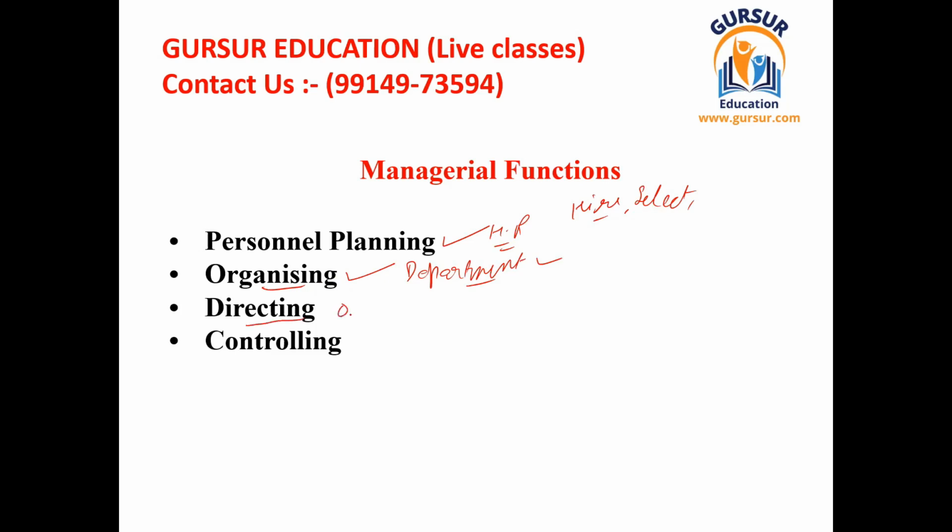Directing simply means ordering your human resources. You have to order them in a way that they properly follow your instructions. And finally, you have to control them. You have to control the work done by them. You have to check this on a daily, weekly, monthly, or quarterly basis, and keep a close watch on their performance.